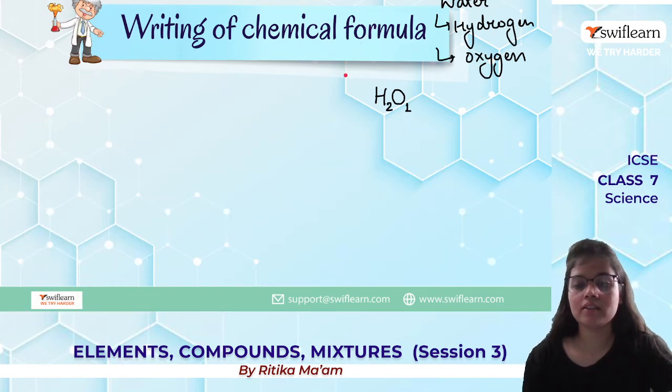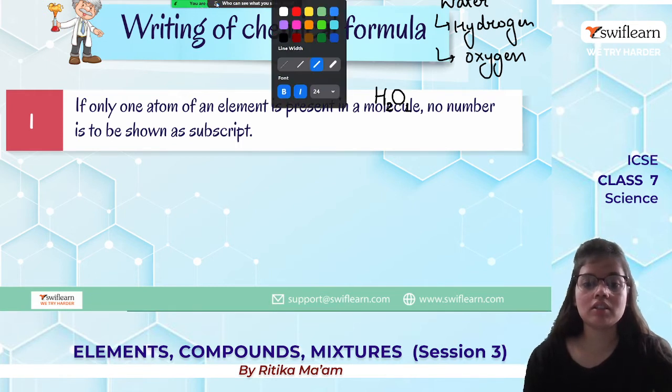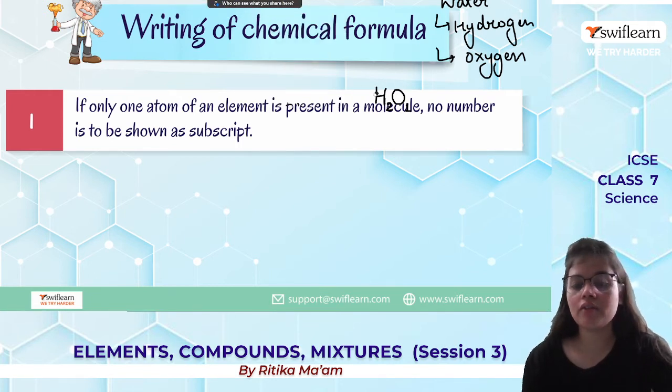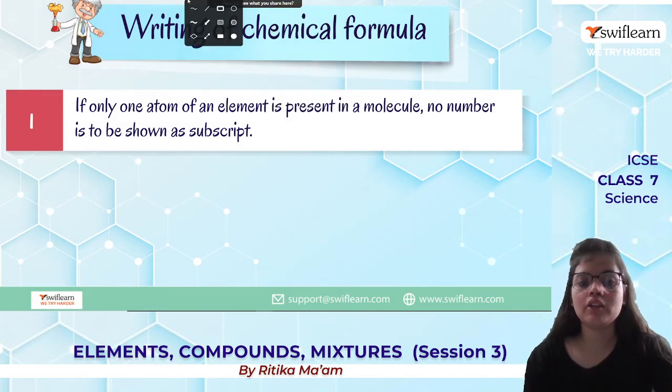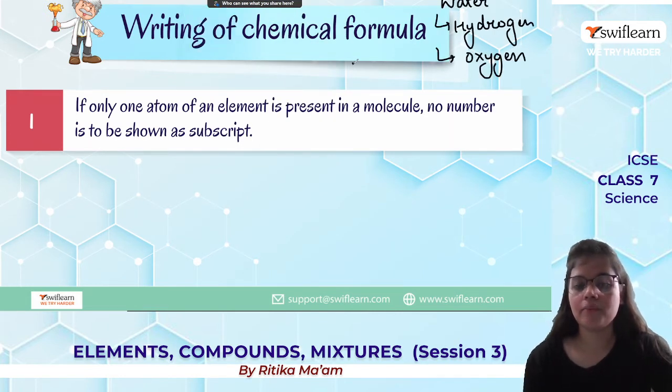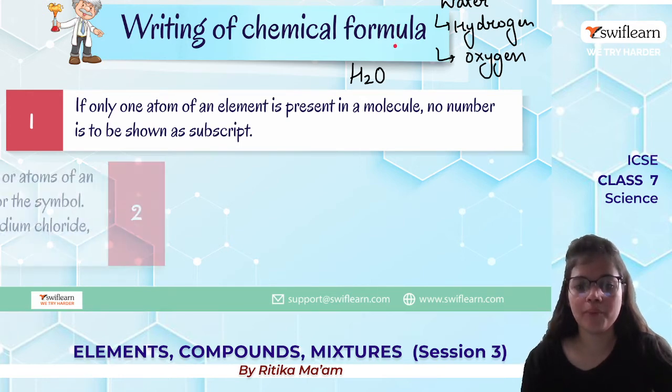Now what is the next step? If only one atom of an element is present in the molecule, no number is to be shown as a subscript. This is again a very important thing. Here we have written H2O1, and we do not need to write it that way. If it is only one atom taking part, we do not need to write 1. So it will be H2O.